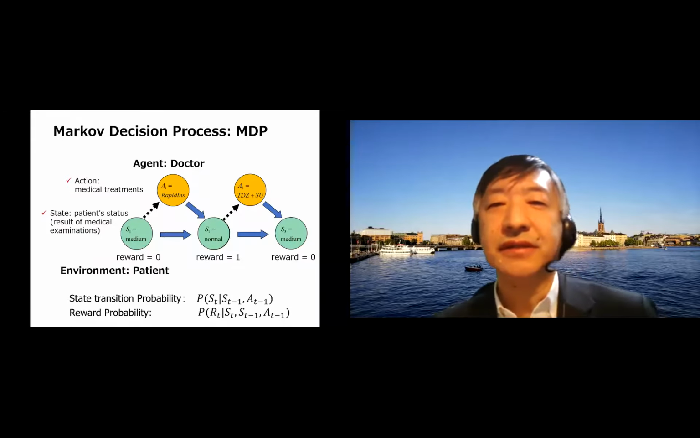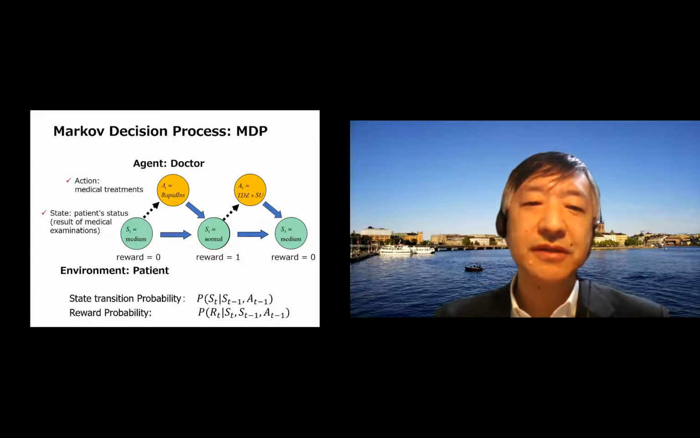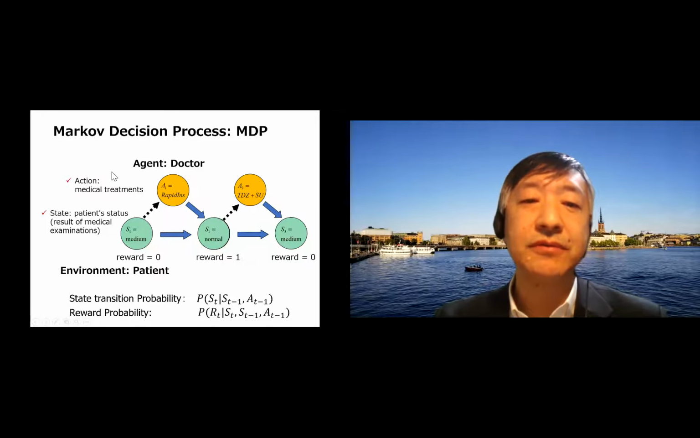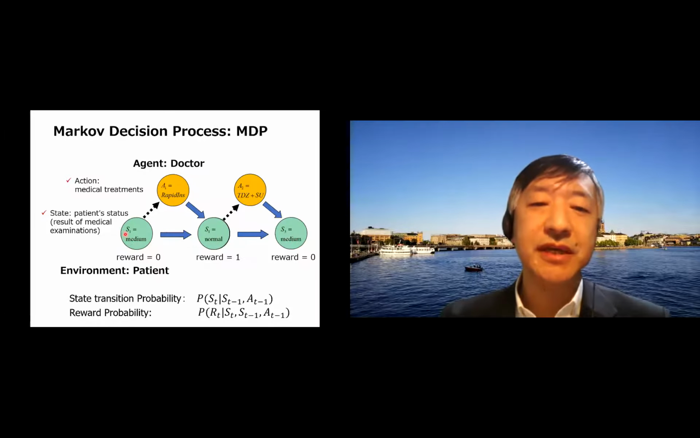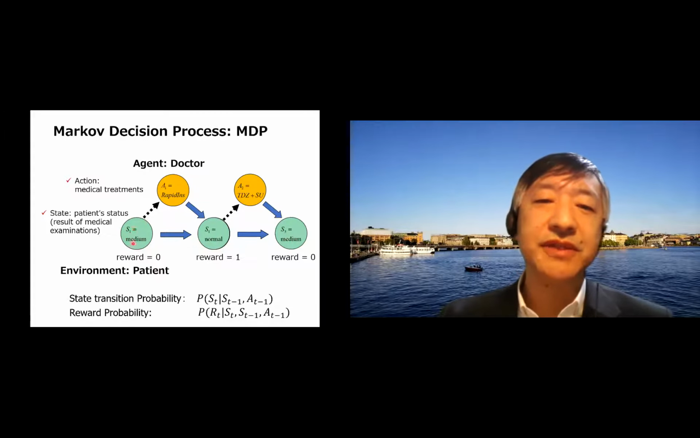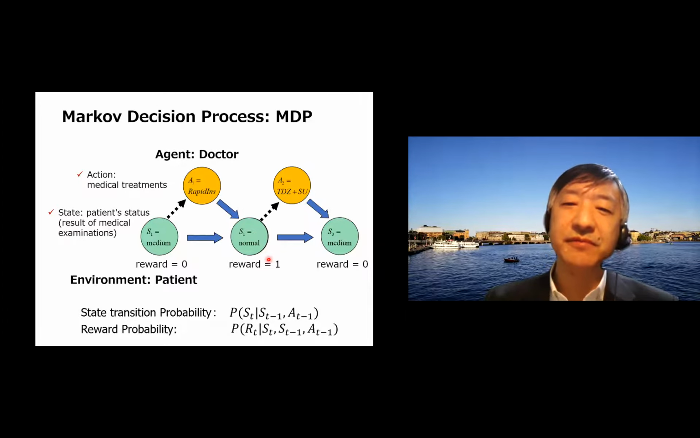And this is a figure of an MDP. In each time step, the patient is in some state, and the doctor observes this state and executes some action, a medical treatment, and then the state of the patient changes to the next state. Depending on the state, the doctor gets some reward. For example, a better state gives a better reward.